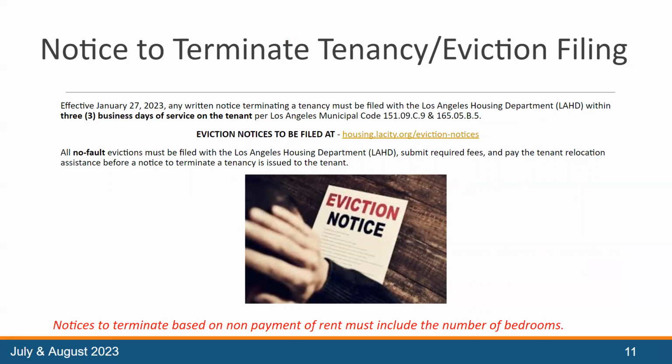Again, all no-fault evictions must be filed with LHD, submit required fees, and pay the tenant relocation assistance before a notice to terminate a tenancy is issued to the tenants.